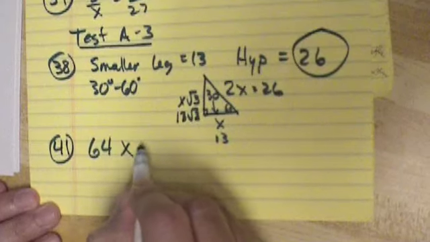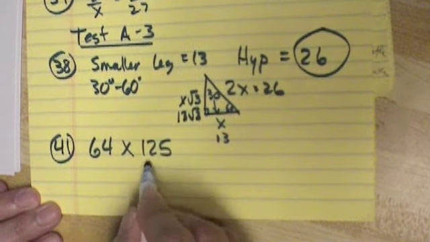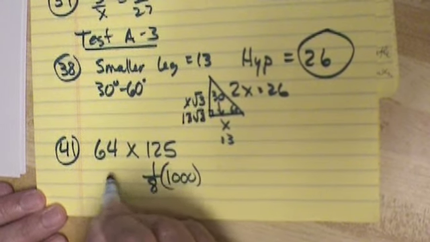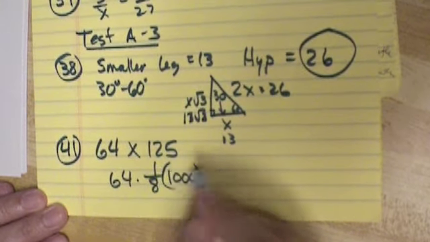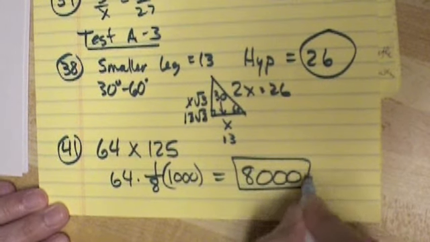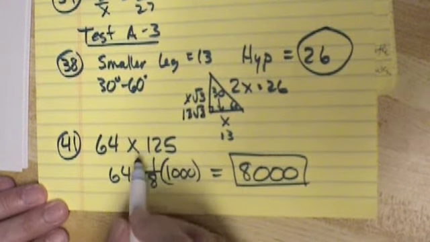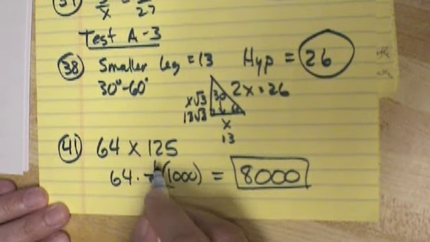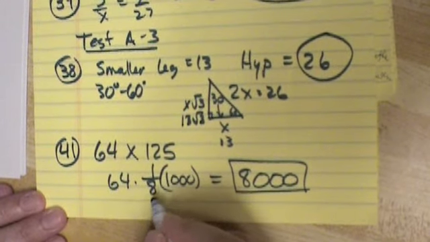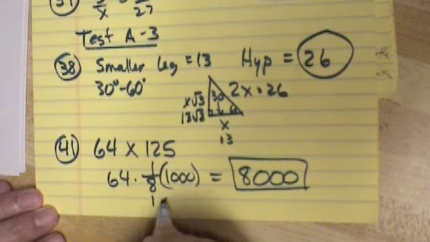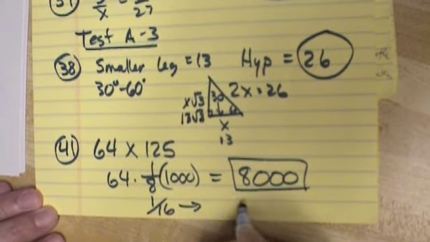How do you multiply 64 times 125? 125 is 1/8 of 1,000. So if you take 1/8 of 64, that's 8 times 1,000. The answer is 8,000. Make sure you memorize 125 is 1/8, and 375 is 3/8, and 5/8 is 625, 7/8 is 875. Memorize your 8ths as well as your 16ths and your 12ths.